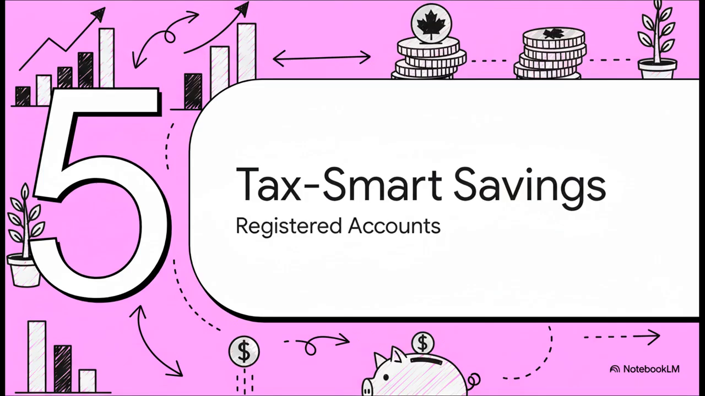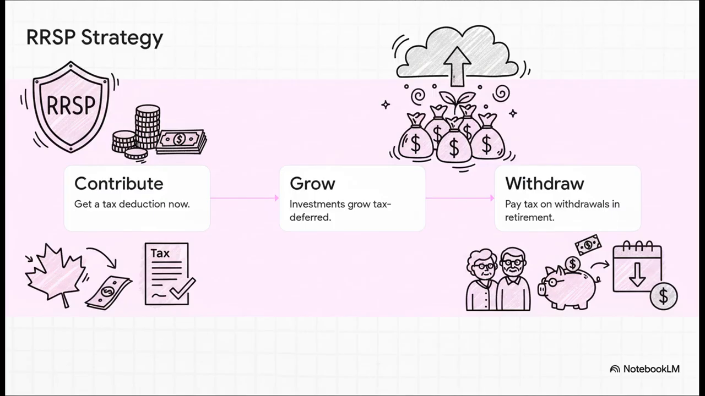Okay, beyond those single-year reductions, Canada offers some really powerful registered accounts that are specifically designed for long-term, tax-efficient wealth building. These are your strategic planning tools. First up is the RRSP. The whole game here is tax deferral. You contribute money now and get an immediate tax deduction, which lowers your current tax bill. Then, all the investments inside the account grow tax-deferred, meaning you don't pay any tax on the growth year after year.